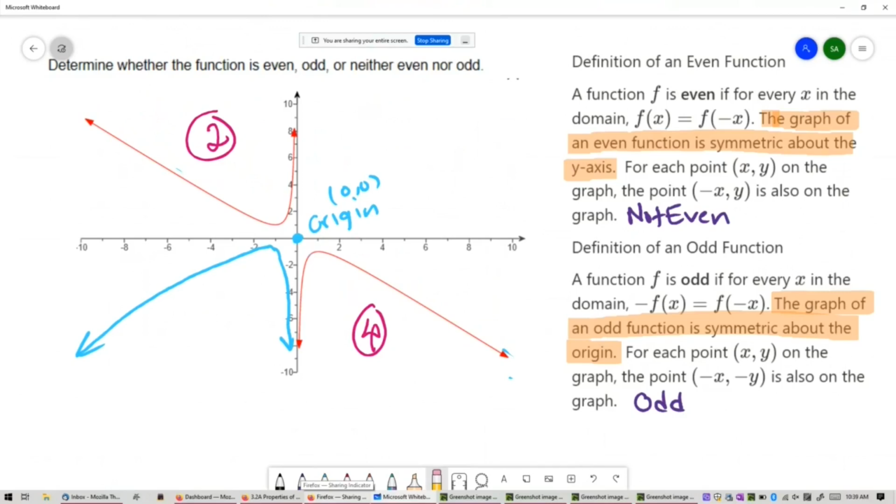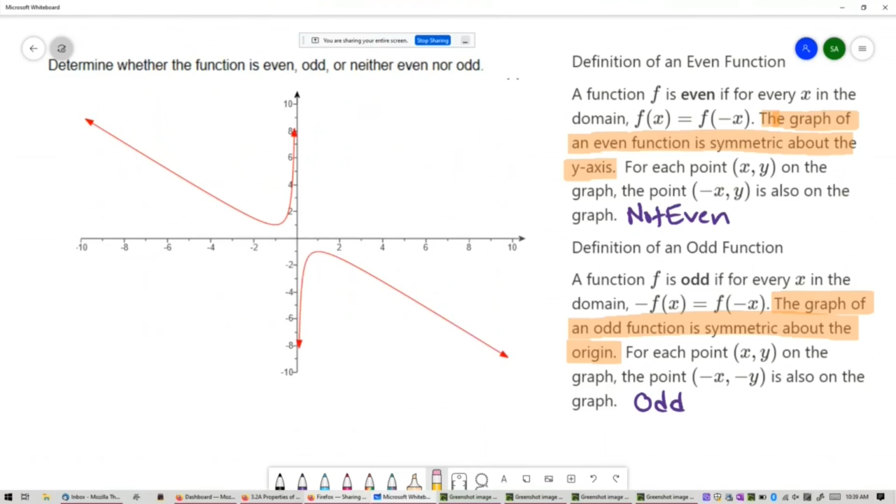Just one last thing to mention here is that we don't use the labels of even and odd on graphs that are not functions.